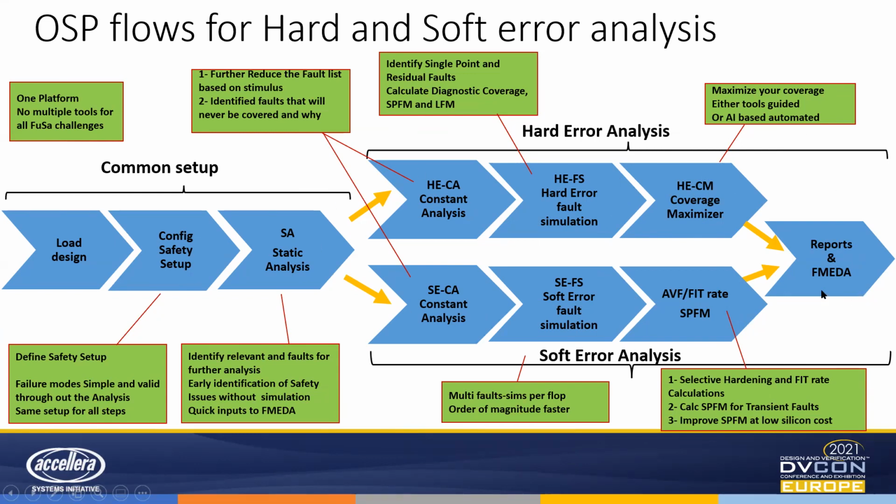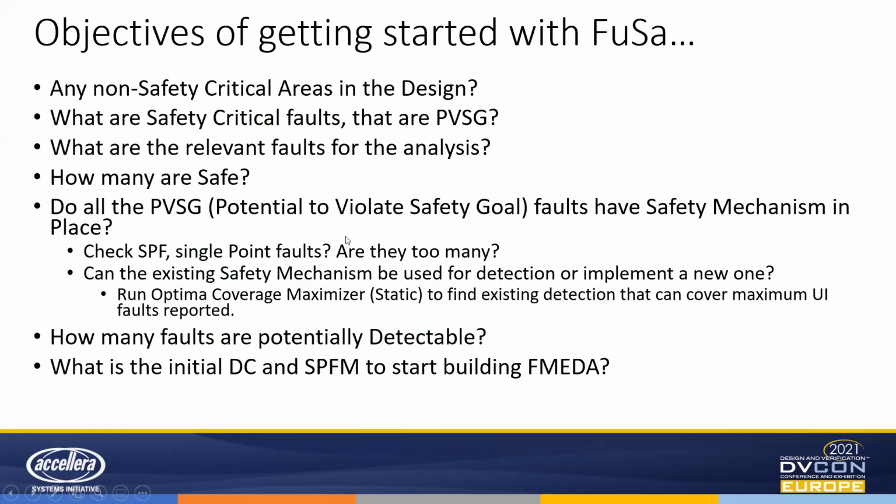So this is, in brief, the whole setup and the flow we follow for both hard error and soft error analysis. So what are the objectives when you get started with DUSA? The first thing you want to find out is any non-safety critical areas in my design. Is my whole design safety critical? Can I avoid some parts of the design and analyze only the safety critical parts? This is the first question you start with.